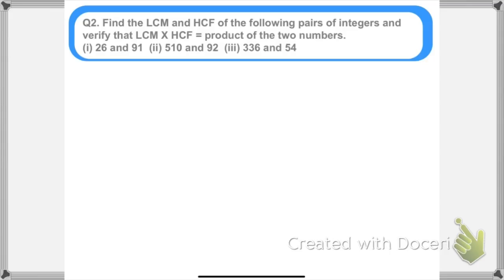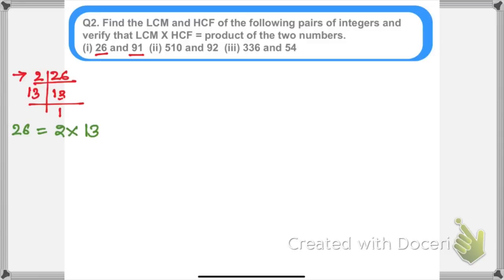So our next question is, find the LCM and HCF of the following pair of integers and verify that LCM into HCF is equal to the product of the two numbers. So the first pair is 26 and 91. Okay. So we will find out the prime factors first. The prime factors of 26, dividing it with 2, here we got 13, and 13 itself is a prime number, so here we got 26 is equal to 2 into 13.